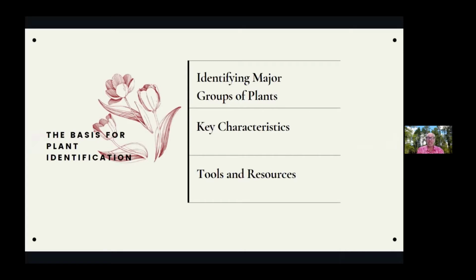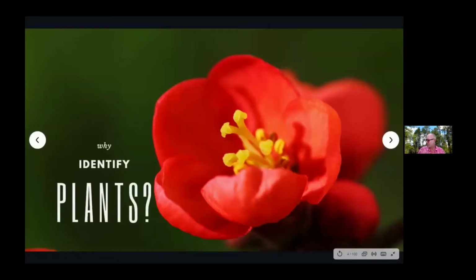Today we're going to look at the basics of plant identification, and we're going to do it like this. We're going to identify some major groups of plants. Then we'll look at some of the characteristics that we need as wannabe plant identifiers to focus on and become aware of and weigh what's important and what isn't. And we'll finish up briefly with some available tools and resources. Everyone kind of has their own preferences when it comes to what kind of references, methods that you like to use.